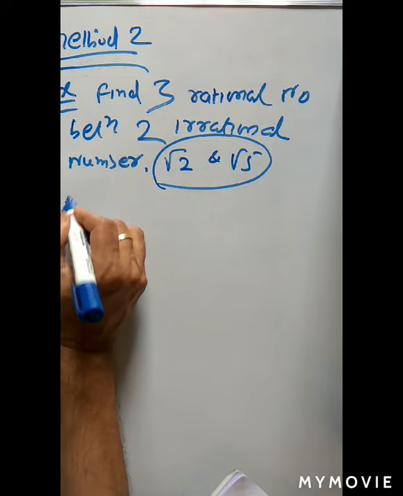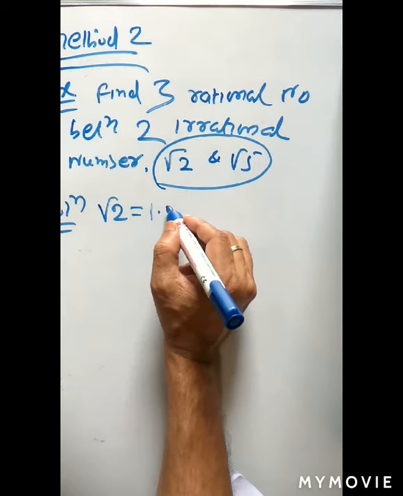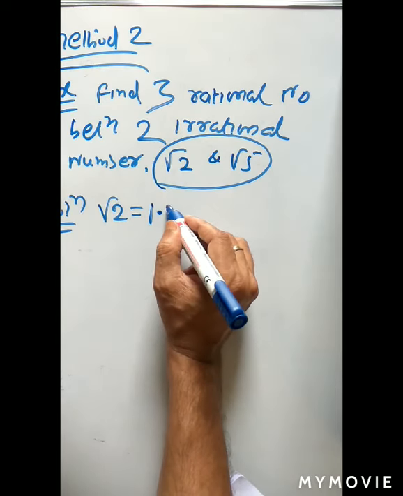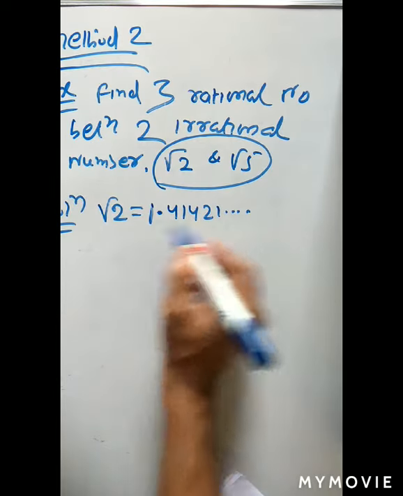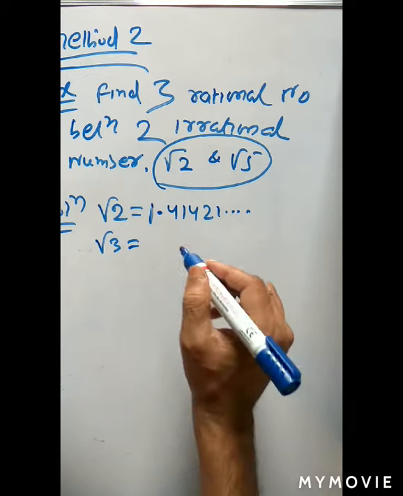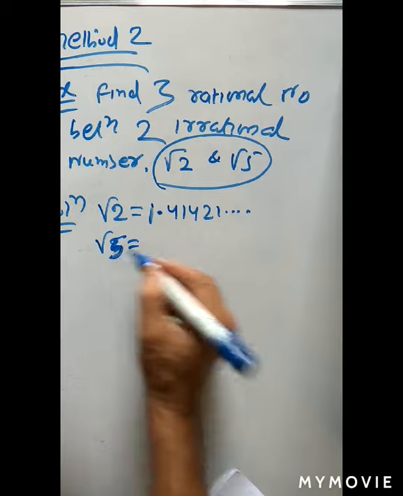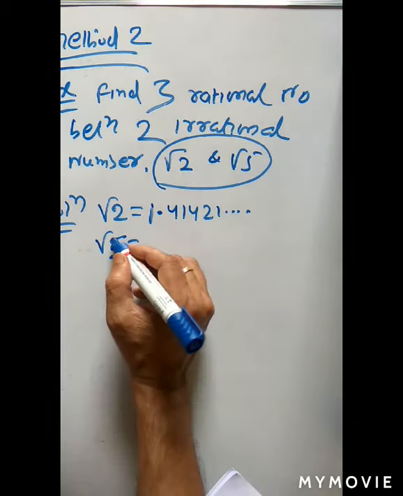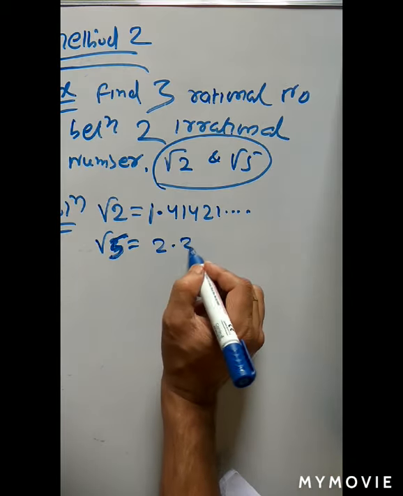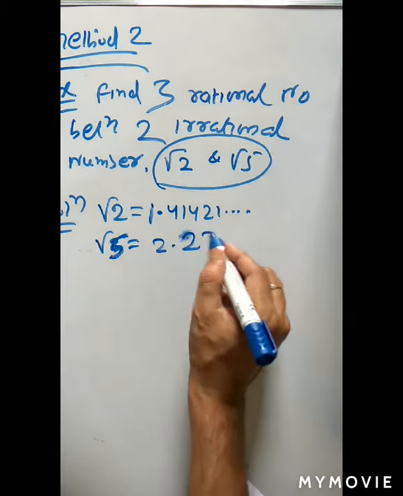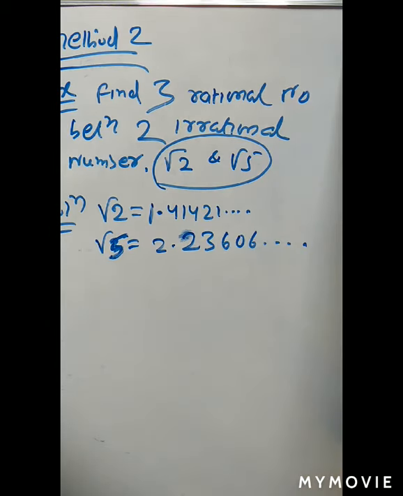Okay, now see, root 2. What is root 2? The root 2 value, if you calculate from the square root method, you will get 1.41421 like this. This is root 5. So what is the value of root 5? It is 2.23606 up to this.